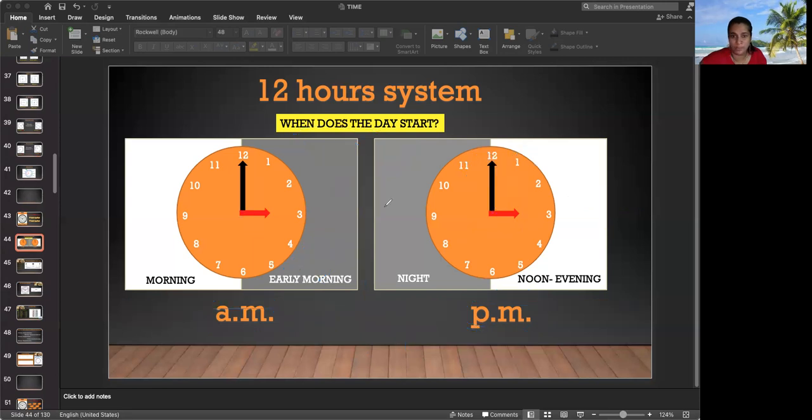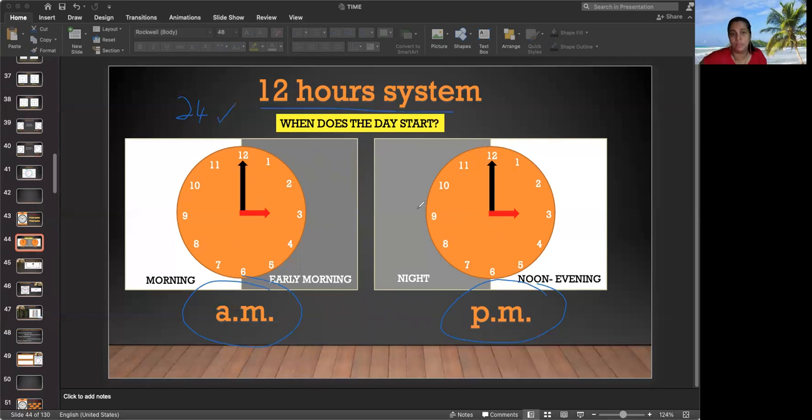In the 12-hour system, the 24 hours of the day are divided into 12 hours in AM and 12 hours in PM. So the clock makes 2 rotations around the clock face: 12 hours for the first half of the day and another 12 hours for the next half. Together we have 24 hours.